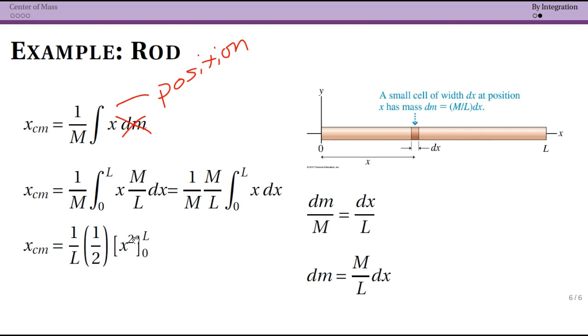So when I plug L into x squared, I get L squared. When I plug in 0, I get 0 squared, which is 0. So that leaves me L squared over 2L. Note that I then have L squared over L, which reduces this to L over 2.